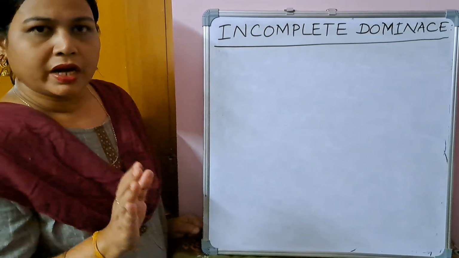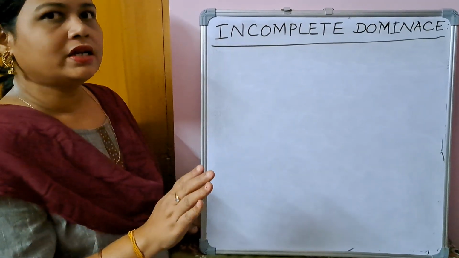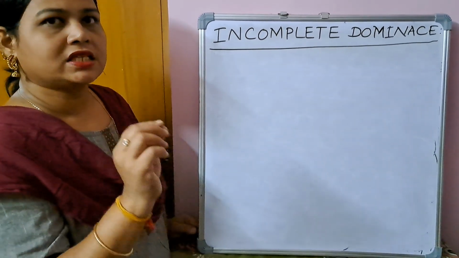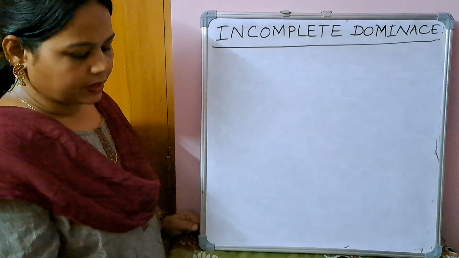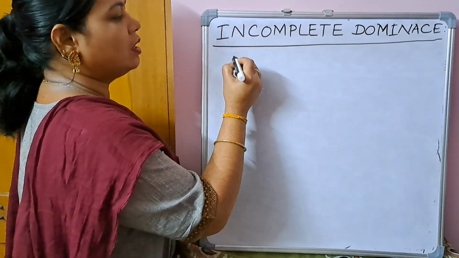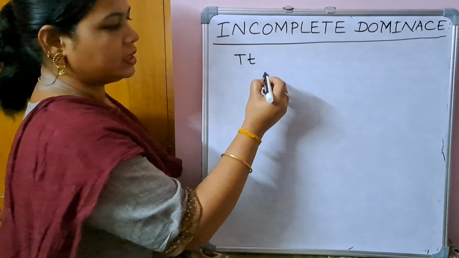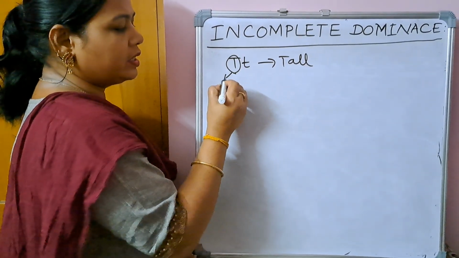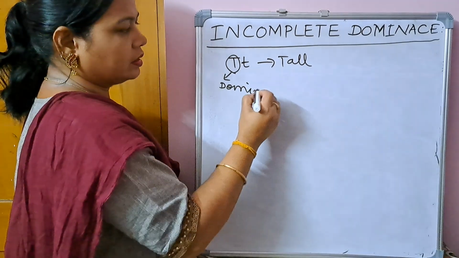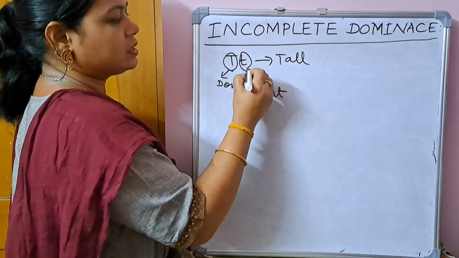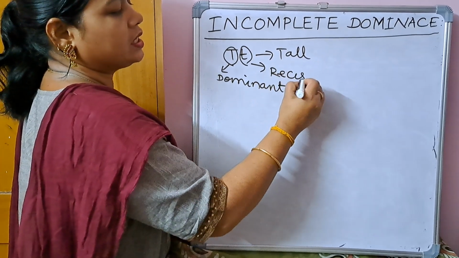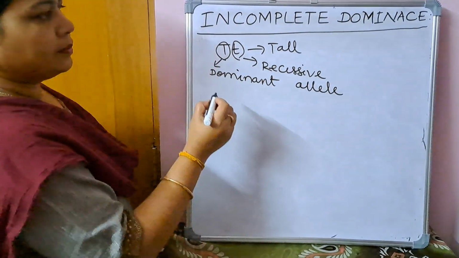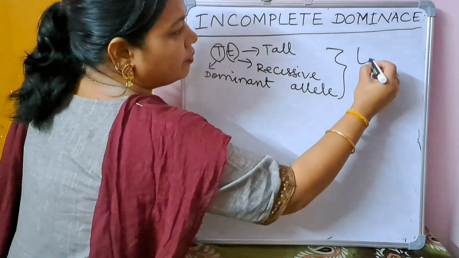And all of you know Mendel's law of dominance, which states that in heterozygous condition the dominant allele expresses itself by suppressing the recessive allele. According to Mendel's law, if it is capital T, small t, then it is tall. This is dominant here, and this one is the recessive allele. It is not expressing in the presence of a dominant allele. Now, this is according to the law of dominance.